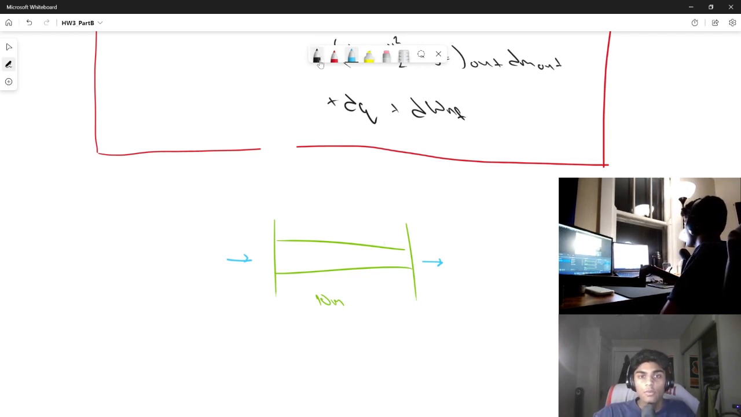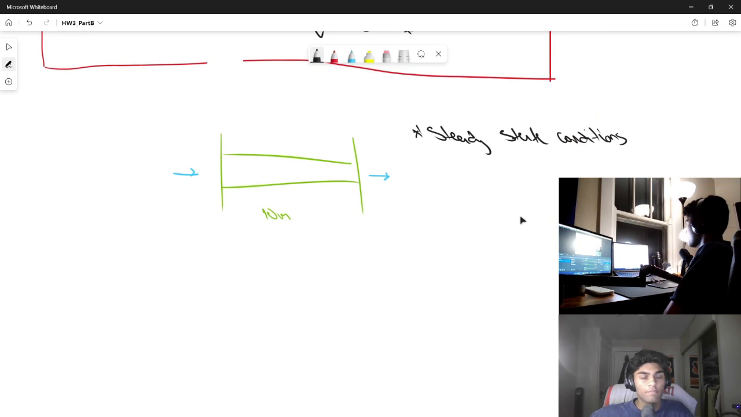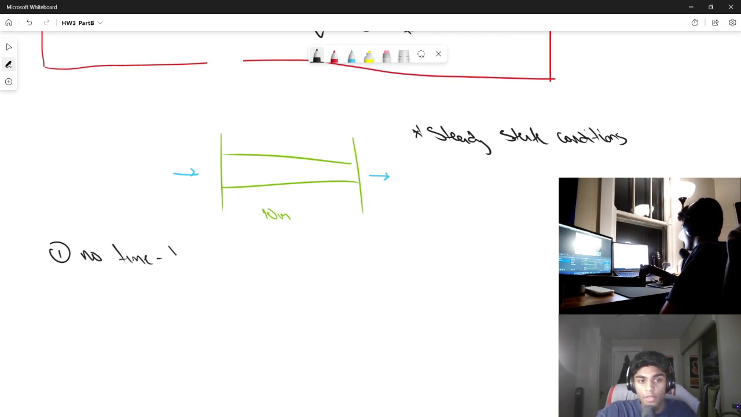And so let's assume steady state conditions. When we assume a steady state, we need to assume two things. So the first thing we want to assume is that there is no change with time. So no time dependent change.